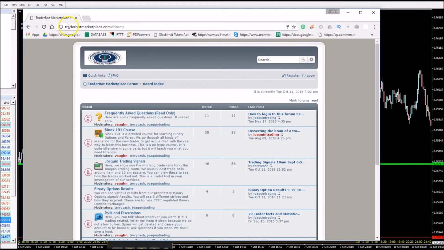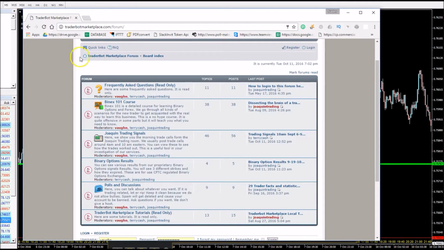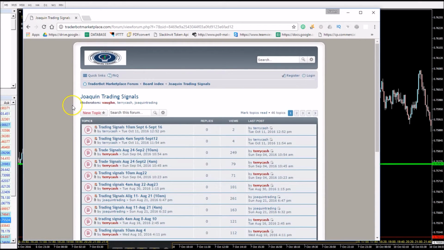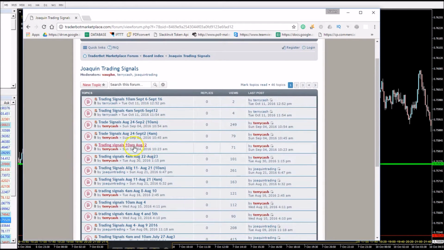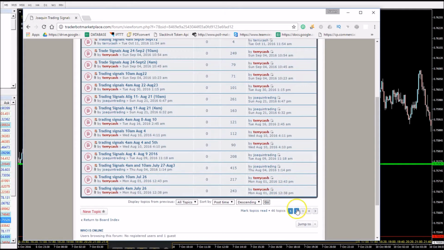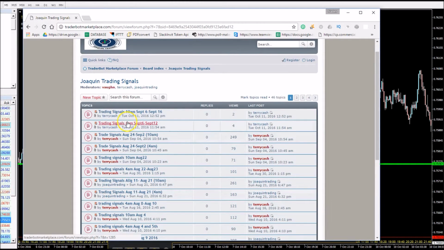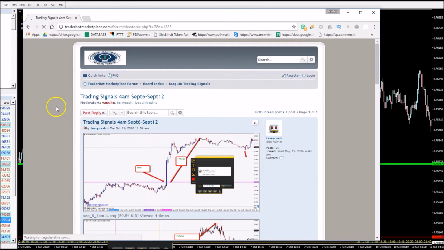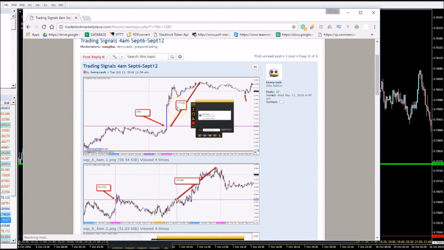Hang on. Go to TraderBotMarketplace.com/forum. You can find those results in here. Let's look. Joaquin Trading Signals. I don't know if Terry's updated them yet. He's working on them. We had a little issue with our website, so right now it's only showing up to September the 16th. Terry will be uploading the rest of those today or tomorrow. But you can go look at all the older signals that we've done. We've got 4 pages of them. And here's what they look like. We've got where price was and how far it moved.